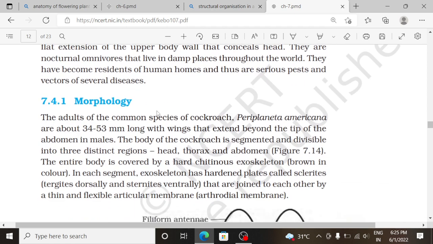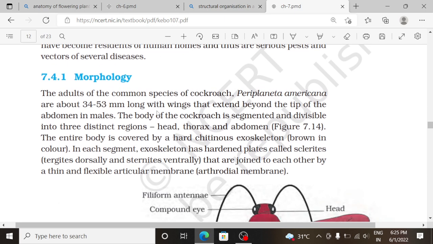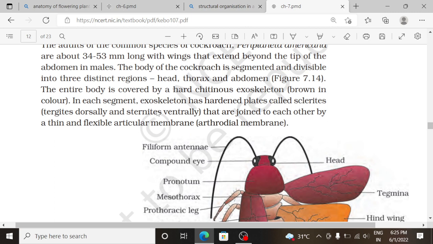Morphology of the cockroaches. The adults of the common species of cockroach, that is Periplaneta americana, are about 34 to 53 mm long with wings that extend beyond the tip of the abdomen in males. The body of the cockroach is segmented and divisible into three distinct regions: head, thorax and abdomen. The entire body is covered by a hard chitinous exoskeleton, which is brown in color. In each segment, the exoskeleton has hardened plates called sclerites, that is tergites dorsally and sternites ventrally, that are joined to each other by a thin and flexible articular membrane, that is arthrodial membrane.